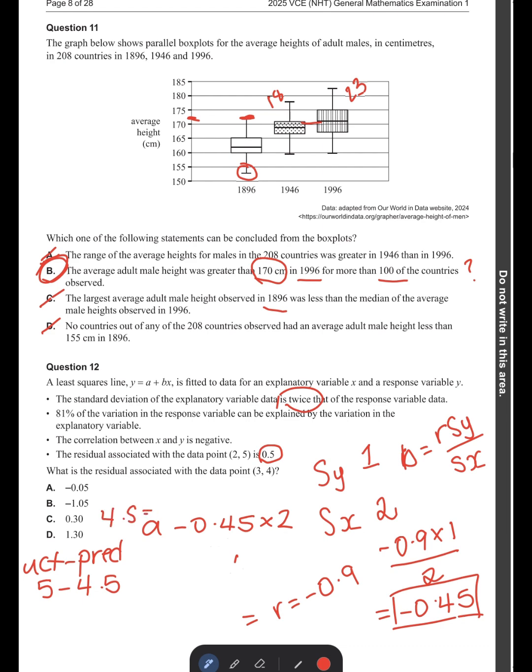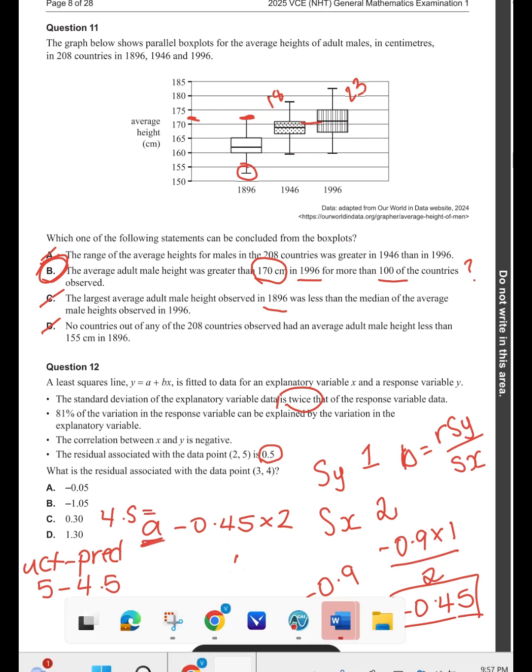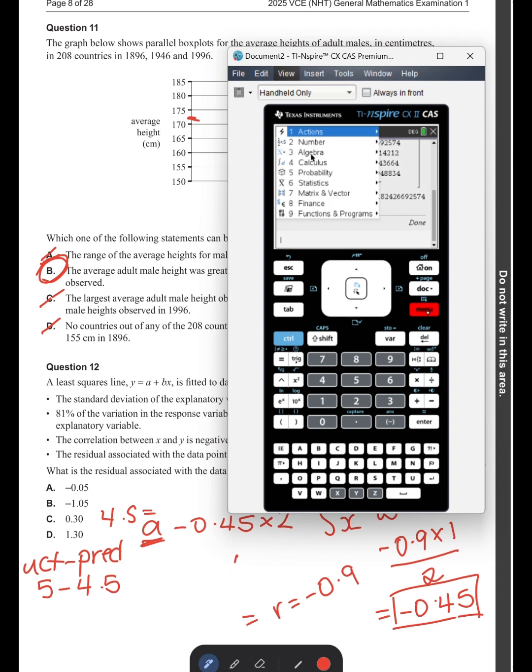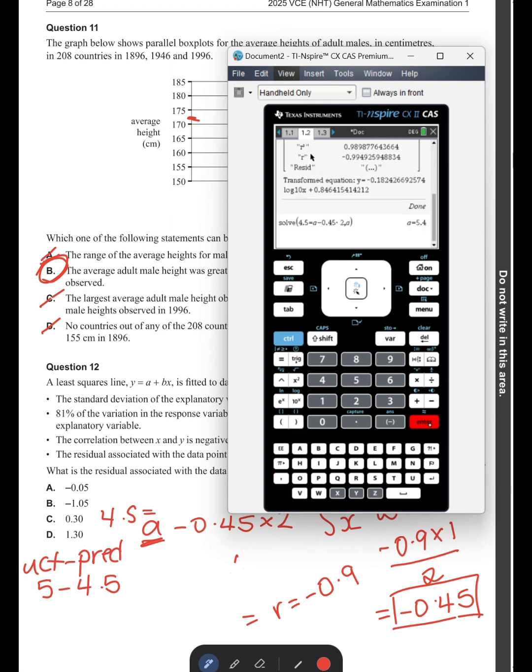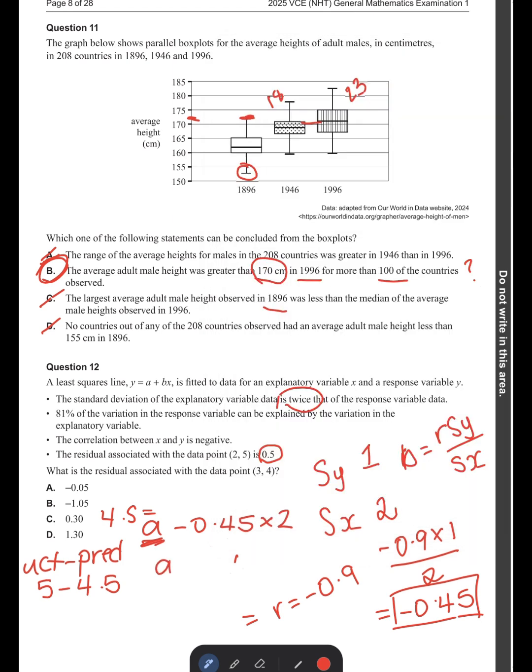Okay, so I can actually use my calculator to then figure out the value of a. Menu 3 1 for solve. So 4.5 equals a minus 0.45 times 2, because 2 is my x value, comma a, close brackets. That's going to give me a as 5.4.